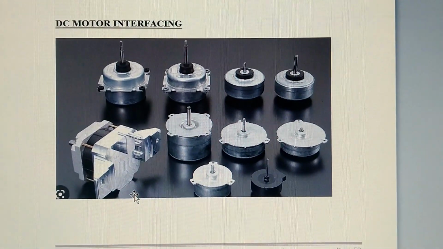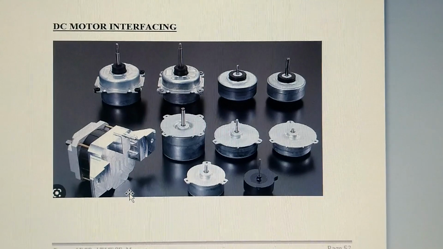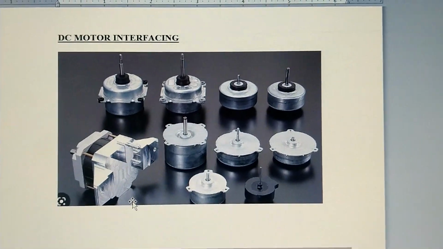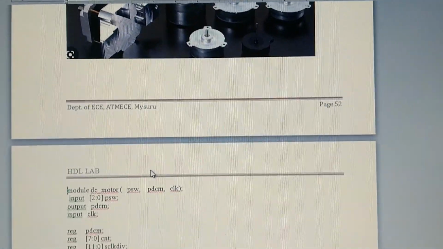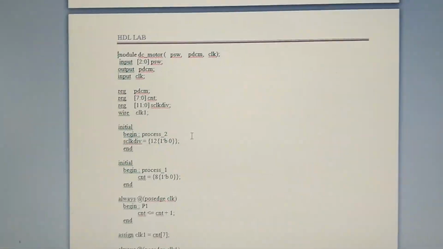So how to control the speed of the DC motor? One way is through the supply. We need to reduce the voltage here, that's it, the supply, only then it will vary the speed. So how to do that, let us see in the program.